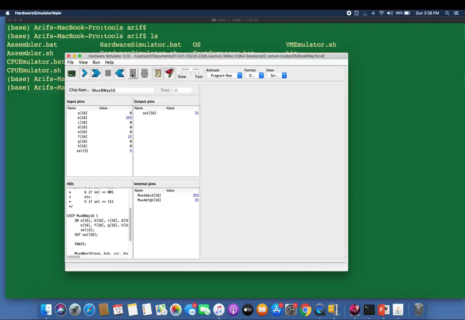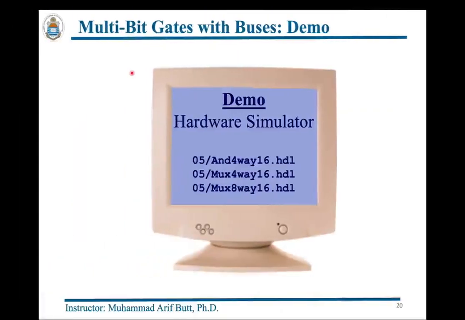Well, I think that is all. If you want to play with it, do make time, play with this, and do load the AND 4-way-16 and MUX 4-way-16 as well, and verify the chip logic that we have written inside the class.